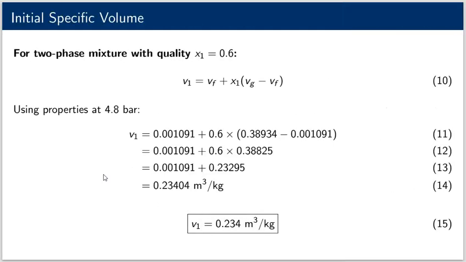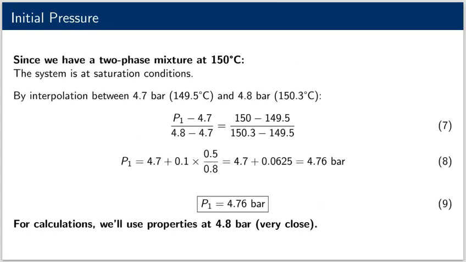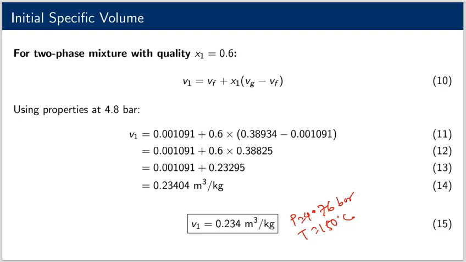Now as quality X1 is 0.6, it means it is a two-phase mixture. So 60% is vapor and 40% is liquid. So from here we can calculate V1 equals Vf plus X1 times (Vg minus Vf). We have all this data, so we just plug it in and we can easily calculate V1. V1 is at pressure 4.76 bar and temperature 150 degrees centigrade. Yes, so we got that V1 volume.